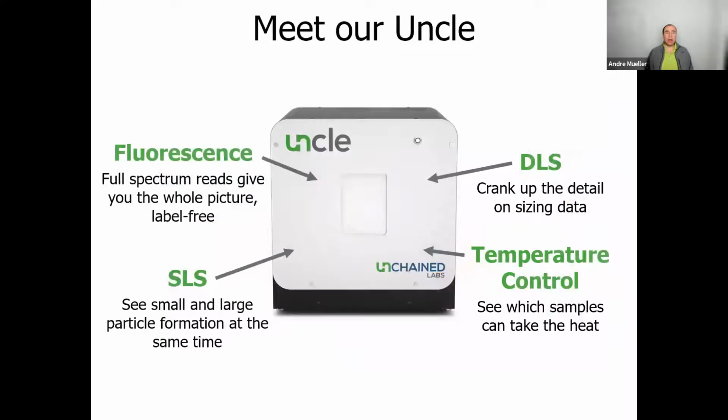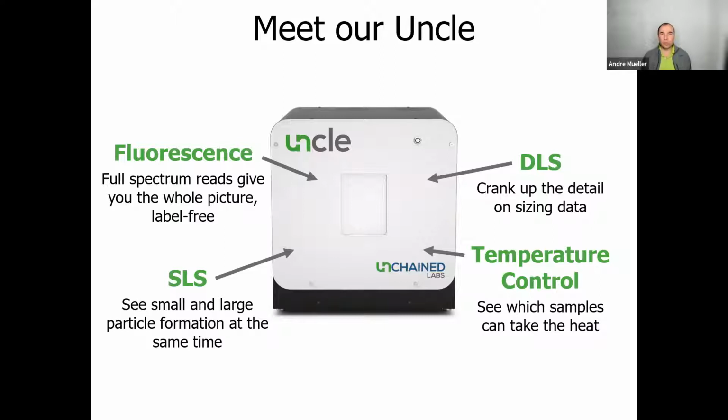Well, Uncle combines several different modalities of measurement. We have fluorescence, we have static light scattering, and we also have dynamic light scattering in a temperature-controlled environment. In terms of the fluorescence, we measure full spectrum fluorescence between 250 and 720 nanometers, and we excite this fluorescence using a UV laser at 266 nanometers and a blue laser at 473 nanometers. Those two lasers are also used for the static light scattering measurement.